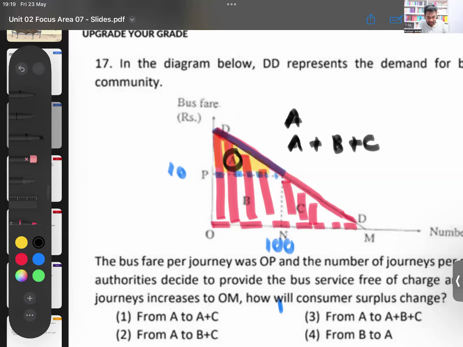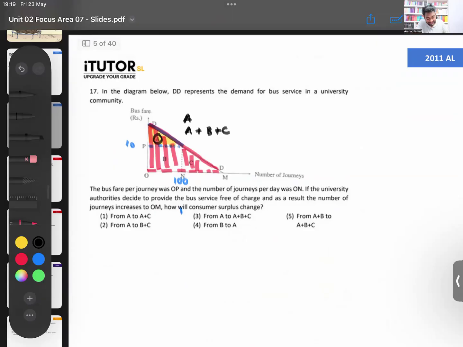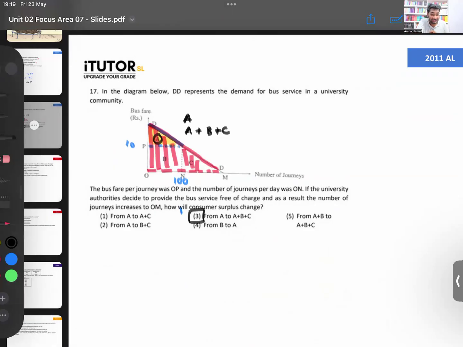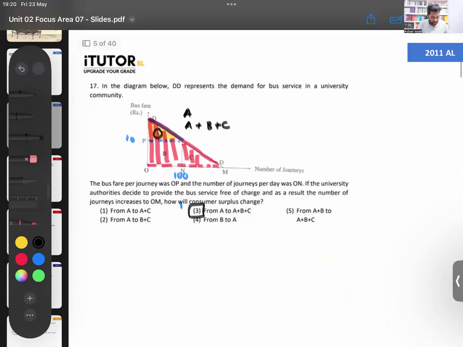So which answer talks about it? Answer number 3. Some of you went with answer number 2. Be very careful. Answer number 2 says it goes from A to B plus C. It's not A to B plus C, it's A to A plus B plus C. The second answer is saying that A is not a part of consumer surplus now. So be very careful. They will trick you with things like that. So it's answer 3 and not 2. Okay, done. That's 2011.